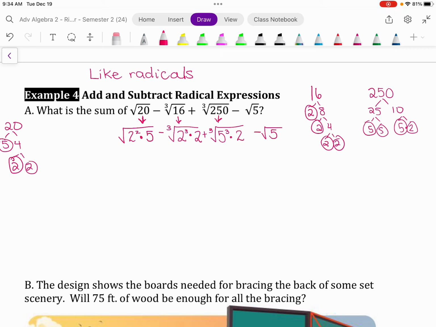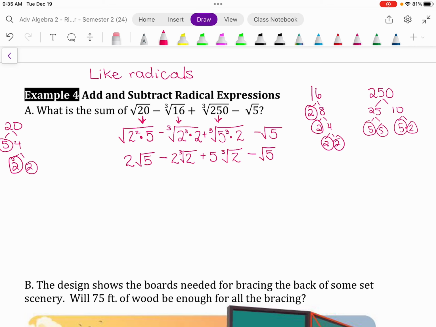All right, let's simplify where we can. So the square root of 2 squared is just 2. Square root of 5 cannot be simplified. Cube root of 2 cubed is 2. Cube root of 2 cannot be simplified. The cube root of 5 cubed is just 5, but we cannot take the cube root of 2. And then the last one is just square root of 5.